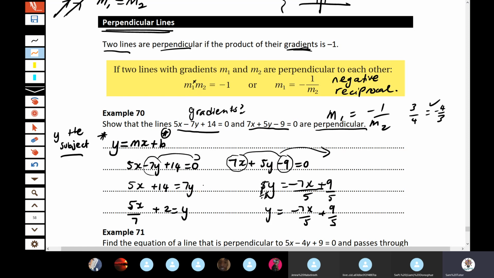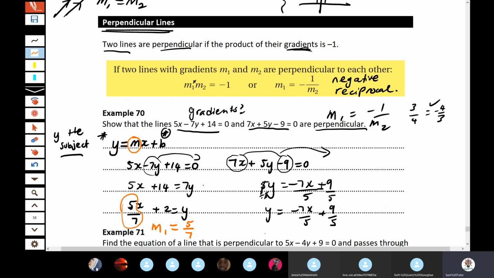Jenna, again, can you tell me the gradient of this first line? M1, gradient of your first one. What is it? The gradient is, remember, y equals mx plus b. What's your gradient? Is it 5? All of it. Oh, 5x over 7. You don't say the x. Just the number in front of the x, which is 5 over 7. Because it's not 5, it is divided by 7. So it's a fraction that's multiplied by x.